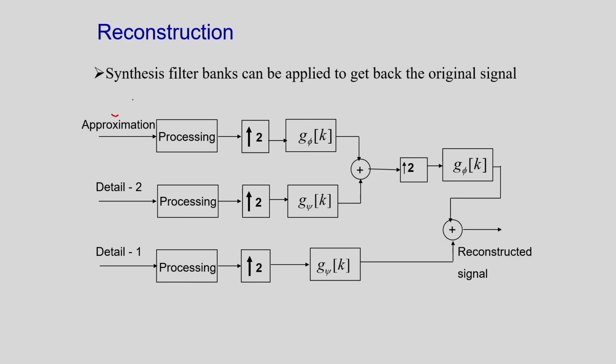because I have the approximate information, I have the detailed information 1, detailed information 2, and you can see by considering again the filter banks, the low pass filter and the high pass filter, you can reconstruct the signal. And one thing is important here, I am doing the upsampling. In case of the analysis, we did the downsampling, but in this case I am considering the upsampling of the signal, and you can see I can reconstruct the signal by considering approximate information and the detailed information. This is about the reconstruction.